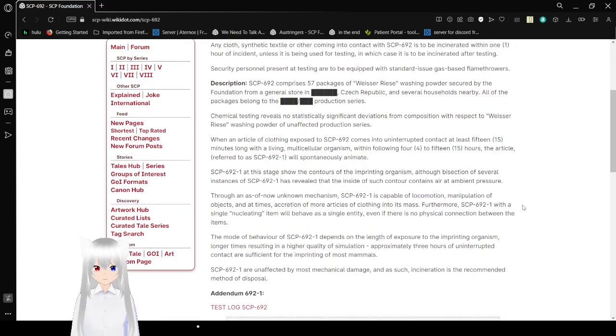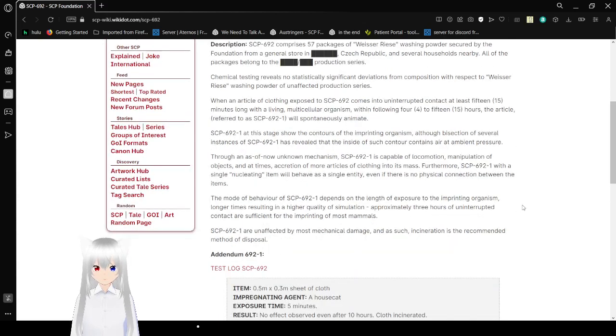Description: SCP-692 comprises 57 packages of Weiser yeast washing powder secured by the Foundation from a general store in Lancashire, Republic, and several households nearby. All of the packages belong to the Blank production series. Chemical testing reveals no statistically significant deviations in composition with respect to Weiser yeast washing powder of unaffected production series.